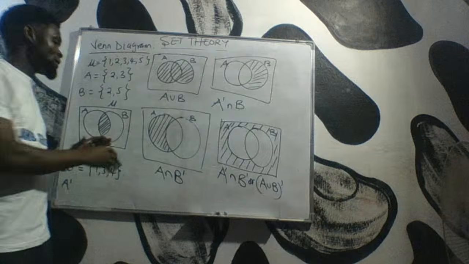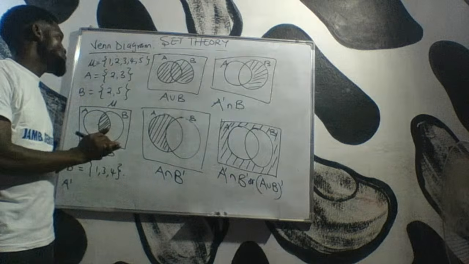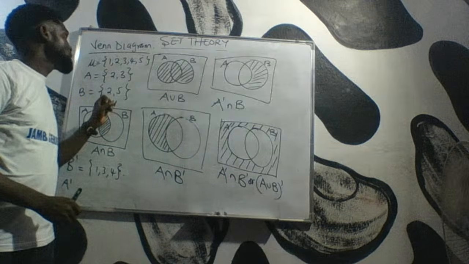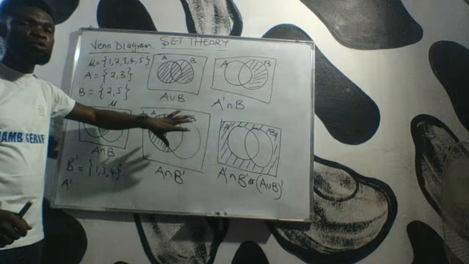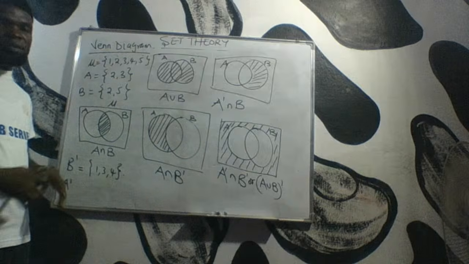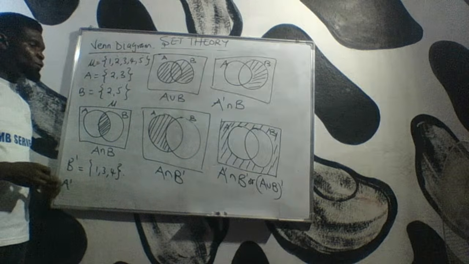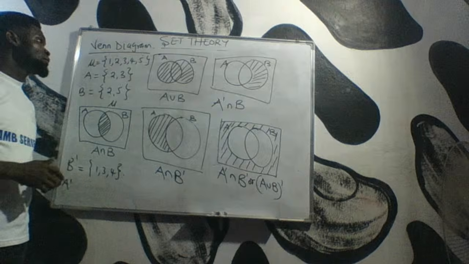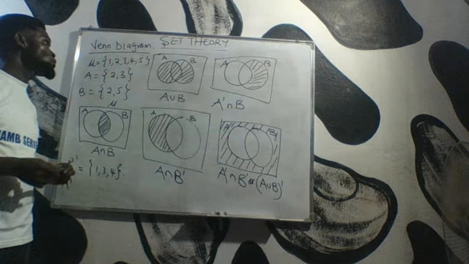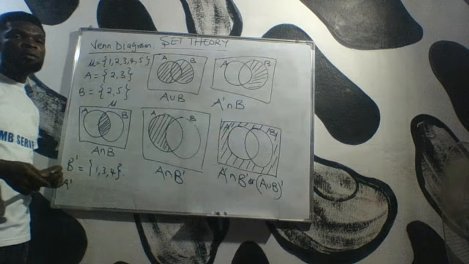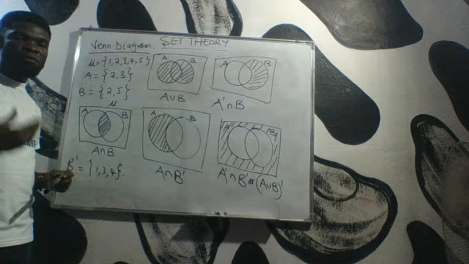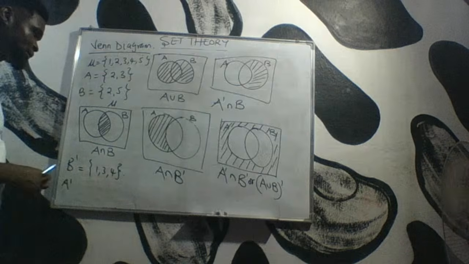So this is exactly how we can represent sets in a Venn diagram, and this is two Venn diagrams. Okay. So the next thing we want to look at now will be three Venn diagrams.